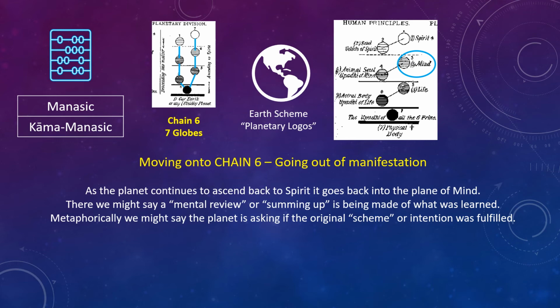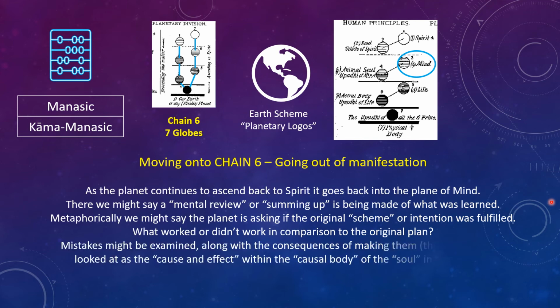And metaphorically, we might say that the planet is doing the same thing. The planet is asking if its original scheme, objective, or intention was fulfilled. It had the idea up here. Did it reach that idea, that objective, when it was in chain 4 or not? It is looking at that in chain 6, the monadic levels, mentally reviewing: did I meet that original archetype's intention? Was it fulfilled or not? What worked or didn't work in comparison to the original plan? Mistakes might be examined along with the consequences of making those mistakes.